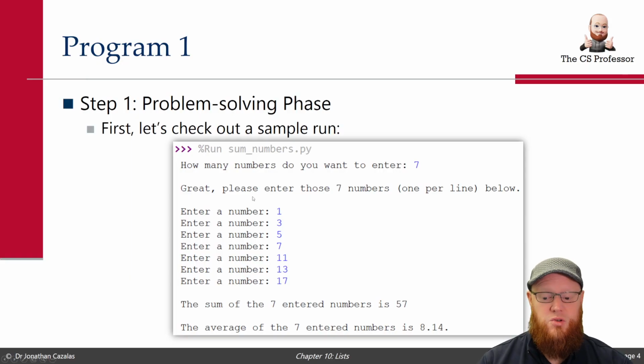We need to ask the user to enter a number, right? Always look at this sample output and ask yourself what's being repeated. We're repeating "Enter a number, colon, space," and we're scanning that number and we're repeating that. That's what you can see is repeated. Therefore, that's what is going to be inside our for loop.